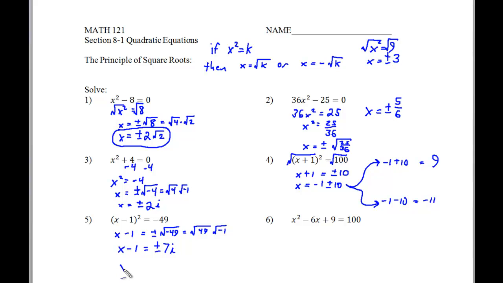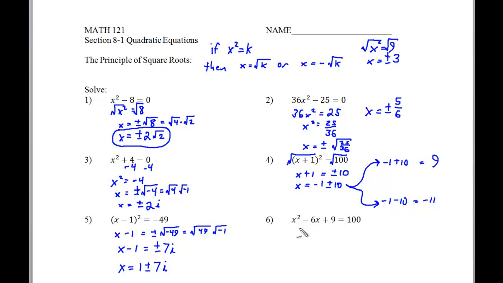Moving the 1 to the other side, x is equal to 1 plus or minus the square root of 7, or just 7i. Now, unlike problem 4, which had two answers because I was left with whole numbers, this right here is an acceptable answer. You can choose to write it twice, 1 plus 7i and 1 minus 7i, but that really doesn't help. It just writes the problem twice and doesn't do anything more.